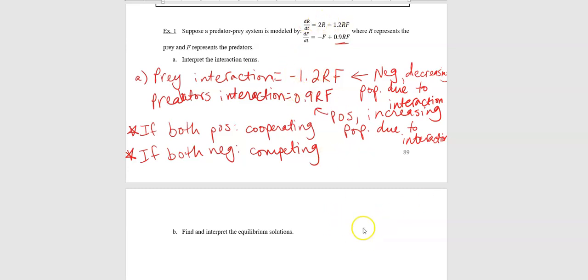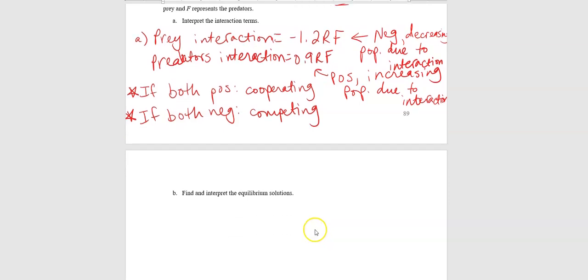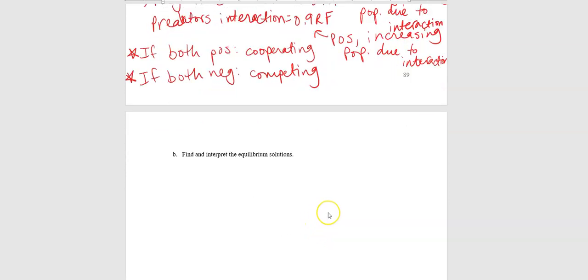So we're going to get 2 solution points here. Let's do this. Let me go ahead and set the first one equal to 0. So I've got 2r minus 1.2rf is equal to 0, and I'm just going to factor an r out. So that leaves me with 2 minus 1.2f equals 0.